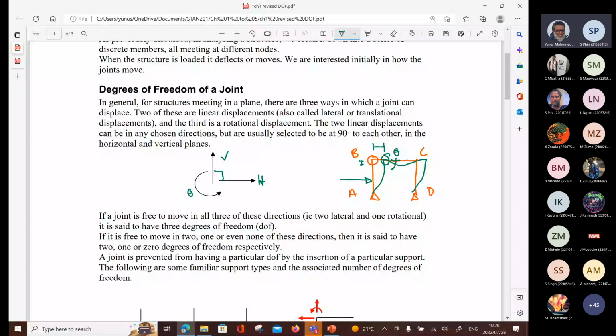Don't confuse this with degrees of determinacy. This is something else. You're just looking at it moving, right? If it is free to move in 2 or even one or even none of these directions, then it is said to have 2, 1, or 0 degrees of freedom, respectively. A joint is prevented from having a particular degree of freedom by the insertion of a particular support. The following are some familiar support types and the associated number of degrees.